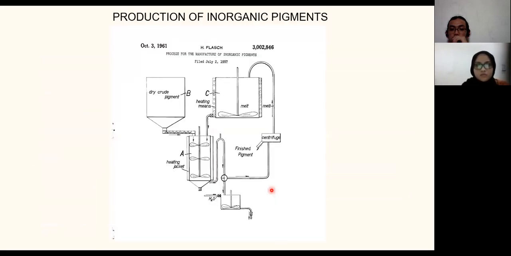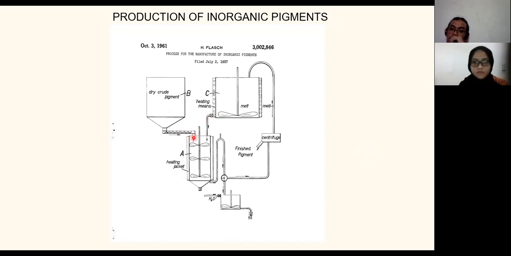Okay, so this is an example of the apparatus used in the production of inorganic pigment. It is preferably carried out in continuous flow apparatus, for example in this picture, which is a siphon light heated discharge tube that is provided in A. Inside the apparatus A, it is provided with a very efficient stirring mechanism. So first, the dry crude pigment from B and also the crude pigment in melt in C will be continuously provided to A, which will then be processed.